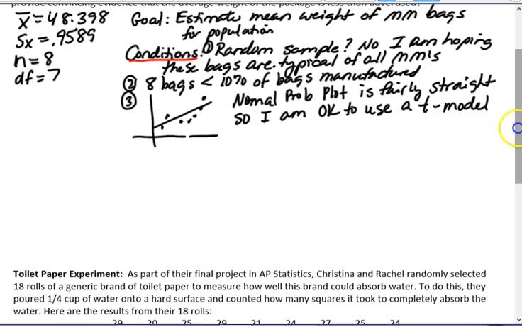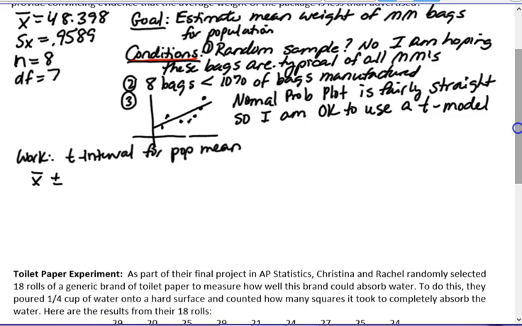Okay, so we've got our goal. We've checked our conditions. We're going to make a t interval. So this is our work now. We're going to do a t interval for the population mean. So I'm going to make a t interval to estimate the population mean, and I'm going to do that by using x bar plus or minus my t critical value for 7 degrees of freedom, and then I'd have s of x over the square root of n.